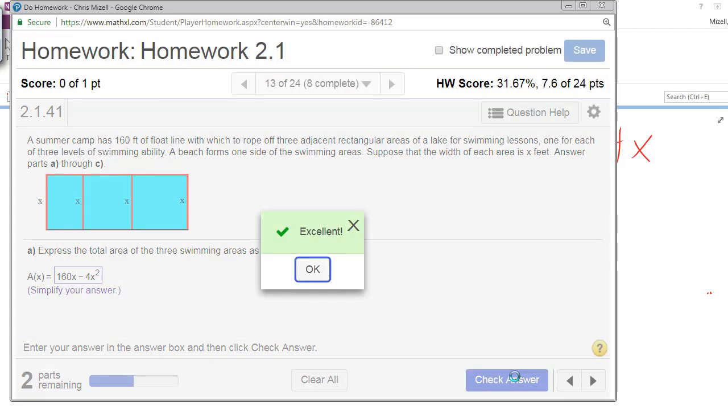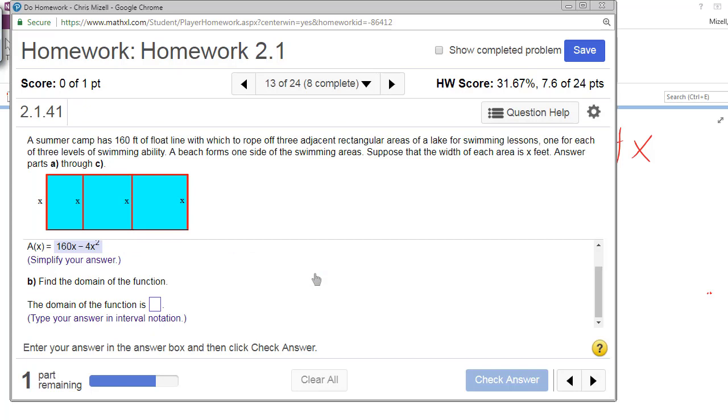It liked it. It might also have liked it in factored form. I don't know. We have less than a minute. What's the next question? Find the domain.